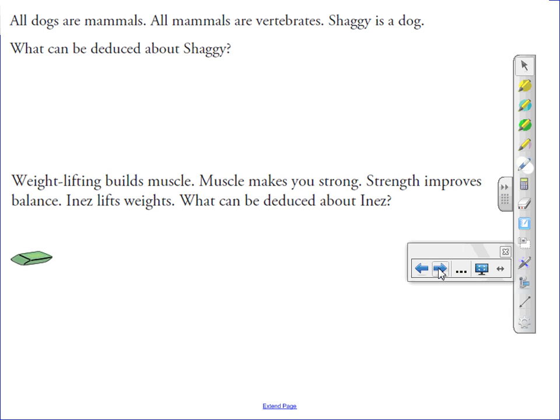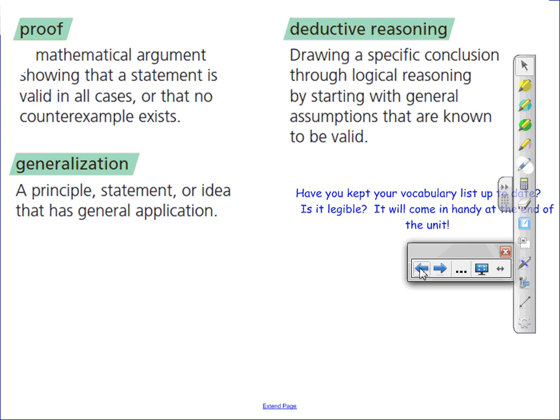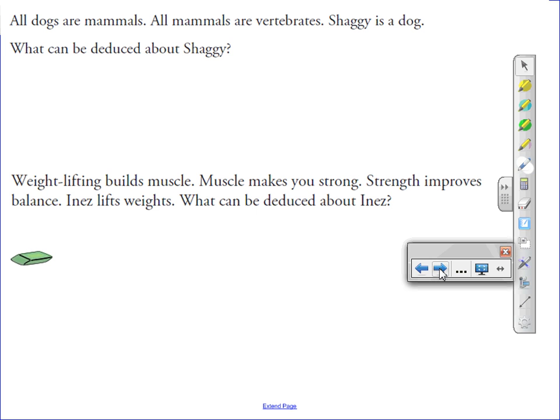So let's take a look at another example. All dogs are mammals. All mammals are vertebrates. Shaggy is a dog. What can be deduced about Shaggy? Deduced meaning what's a generalization that you can come up with. To deduce means to come up with a conclusion, a firm, absolute conclusion. And to do that, it's helpful for us to draw what's called a Venn diagram.